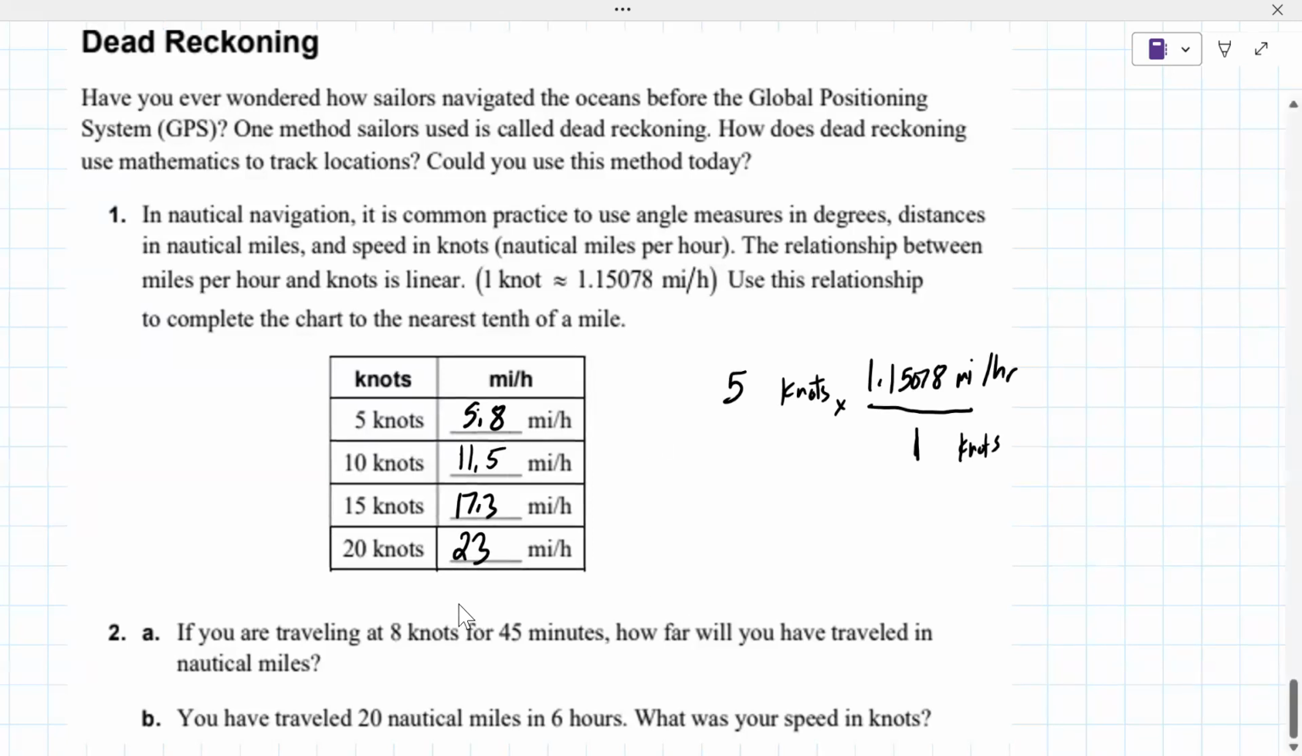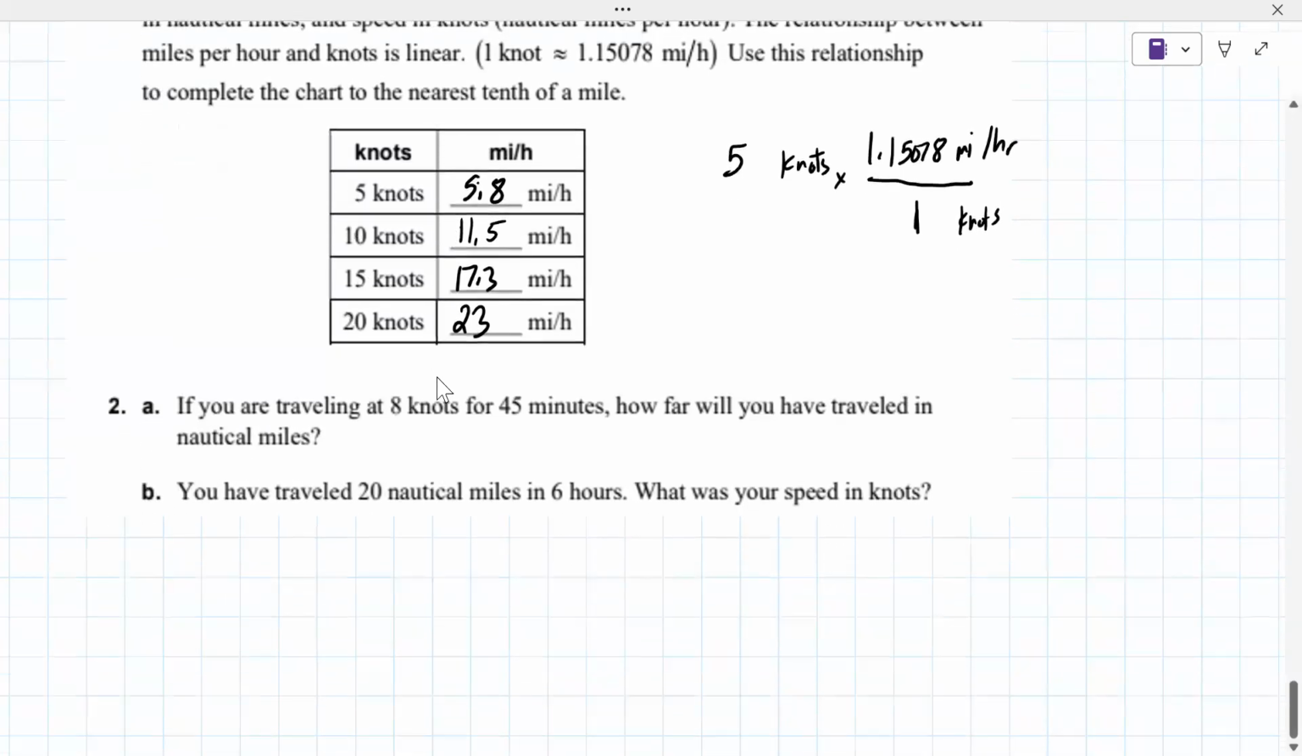Okay, good. All right, so to do the next question here, 2A, we need to first figure out how fast is 8 knots. So it's the same calculation. Figure out 8 times 1.15. And you're traveling at a speed of 9.2 miles per hour. Okay, so that's 9.2 miles per hour.